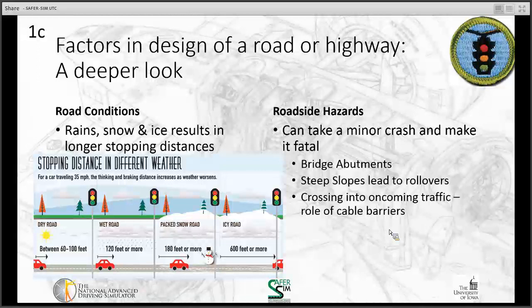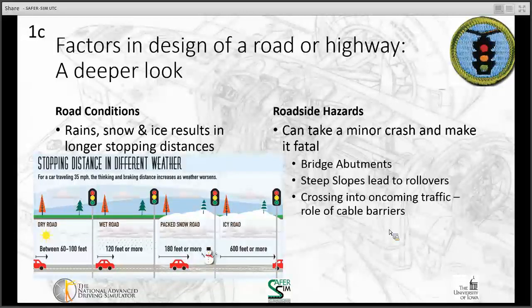Roadside hazards can take a minor crash and make it fatal. If you lose control, like we saw in some of those videos of the teenagers who were distracted and driving off the road, if there had been a bridge abutment there rather than a ditch, you may be looking at a fatal crash instead of them just being embarrassed that they were caught being distracted.